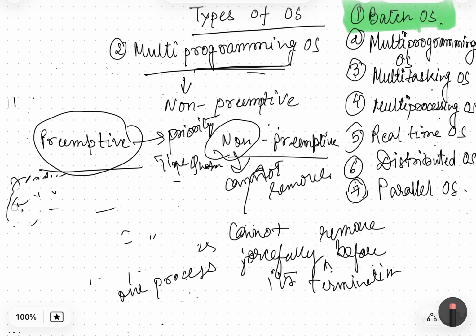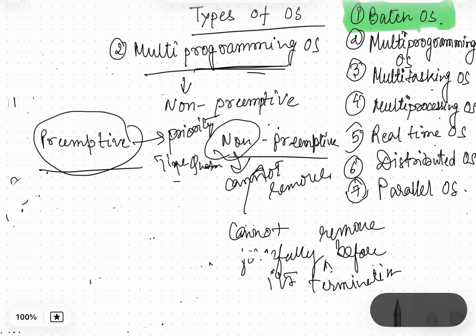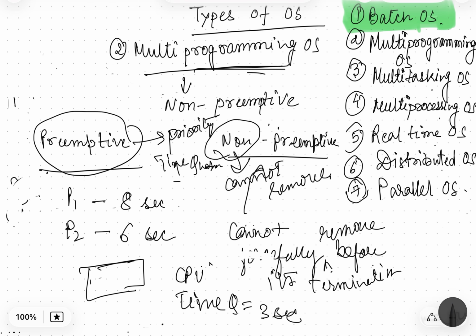Time quantum is nothing complicated. Suppose you have two processes: process P1 and process P2. Suppose P1 needs 8 seconds to execute and P2 needs 6 seconds to execute, and the CPU has been given a time quantum of 3 seconds. So what happens? P1 first comes to the CPU. What is the time quantum of the CPU? 3 seconds. That means it will execute for 3 seconds.